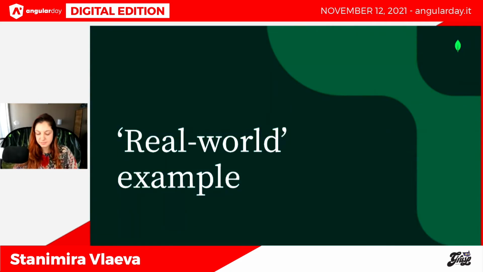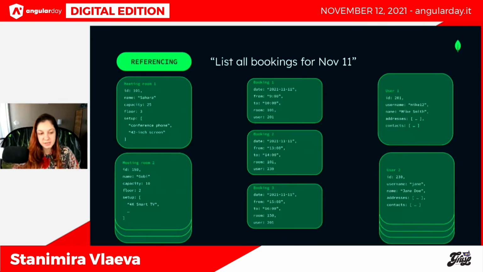All right, let's see a more real-world example and how we can use embedding and referencing together. In this example, I have a system which lists meeting rooms, and a user can book a meeting room. And every time a user books a meeting room, a new booking document is created. And this booking document has references both to the meeting room and to the user.